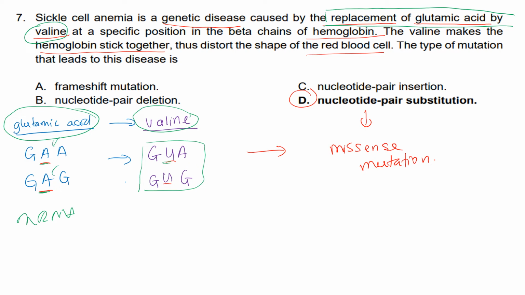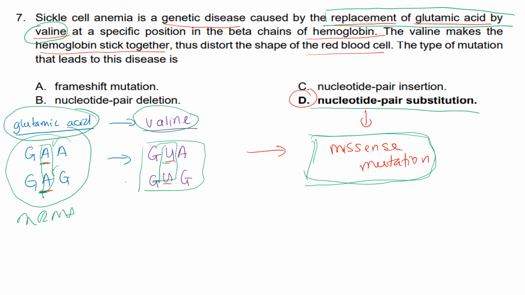So this will lead to the change of amino acid, and this is actually a missense mutation. So the answer would be D, nucleotide pair substitution. It changes adenine to guanine. It is nucleotide pair substitution that will cause missense mutation, which is where the codon will change from one amino acid to a different amino acid. That is the answer for question number 7, which is D.